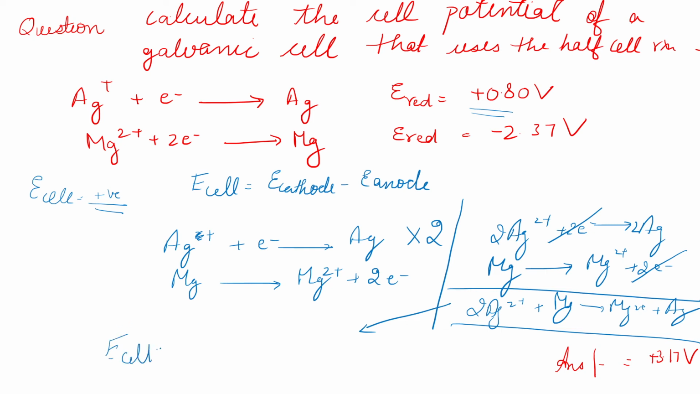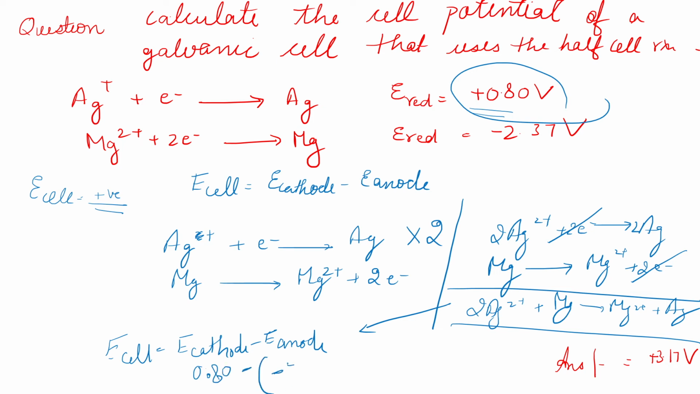E cell will be E cathode minus E anode. So which one acted as cathode? The silver one. The silver cathode value is plus 0.80. E anode is the magnesium one. The magnesium value is minus 2.37. So 0.80 plus 2.37 will give you 3.17 volt. That is our answer.